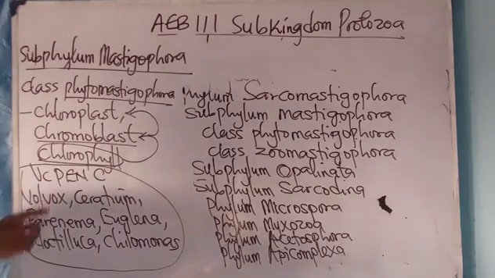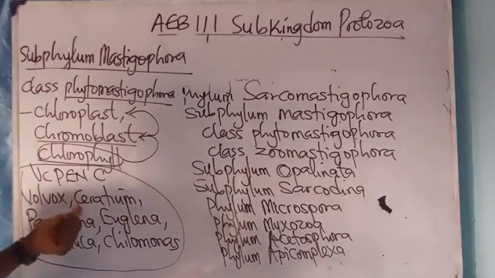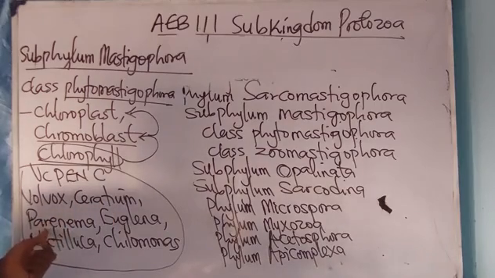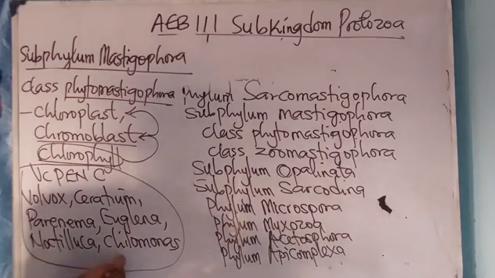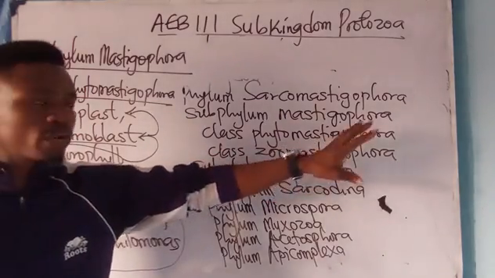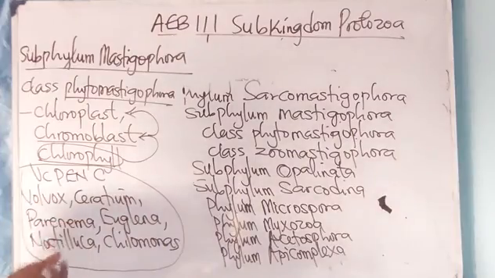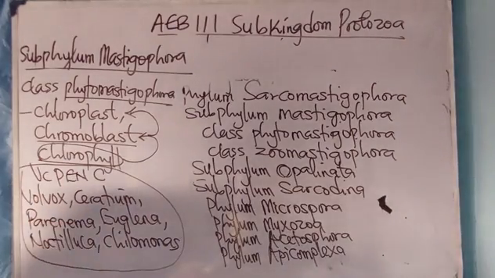So this is the acronym, VC-PEN-C. V stands for Volvox, C stands for Ceratium, P stands for Paranema, E stands for Euglena, N stands for Noctiluca, and the other C stands for Chilomonas. These organisms are all Phytomastigophorans, because they are able to produce their food. Take note of that.